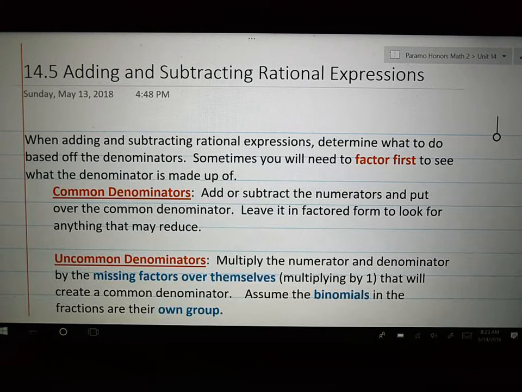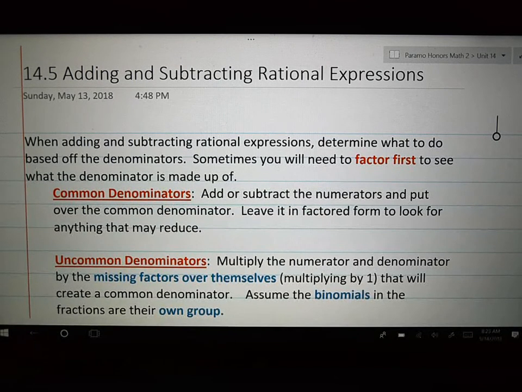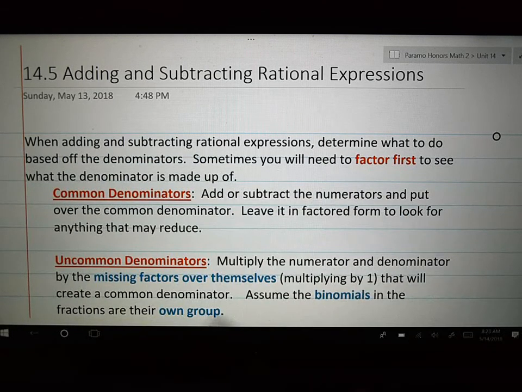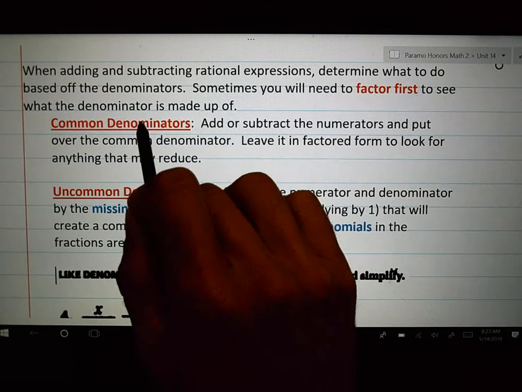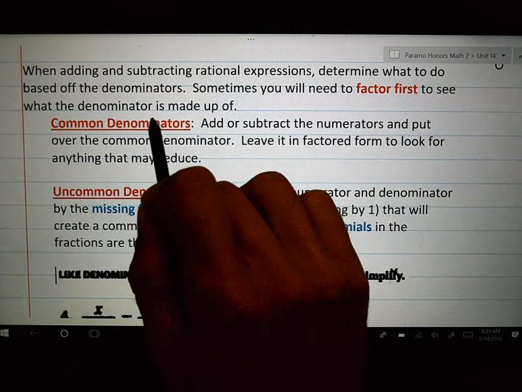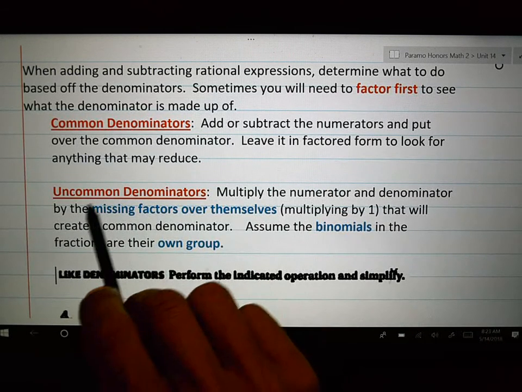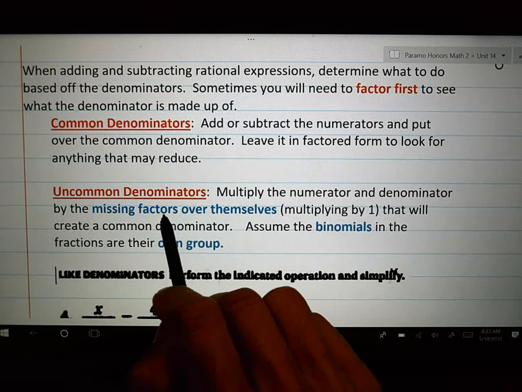Here we go. In 14.5, the worksheet is going to ask you problems that are going to ask you to add or subtract rational expressions. And they're basically two types. The first type are the ones that have the common denominators. Those will be your first few problems that you have to do. And the second group of problems will be the ones with uncommon denominators.